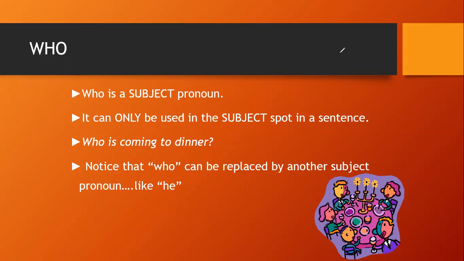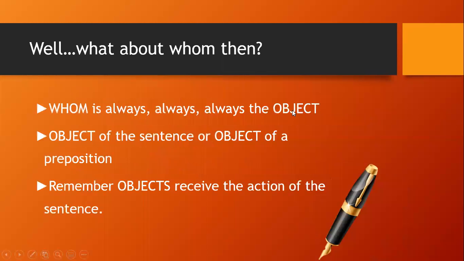Next thing, what about whom then? As we have seen, who is always used in the subject spot and whom is always used in the object spot or in the object of a preposition. What is the object? Object is such a thing which receives the action. If you have not seen the other videos on subject and object, you can just click on the STNMS channel and watch the videos based on subject and object. Well, remember, the object always receives the action of the sentence. What is the meaning of this? Let's see.